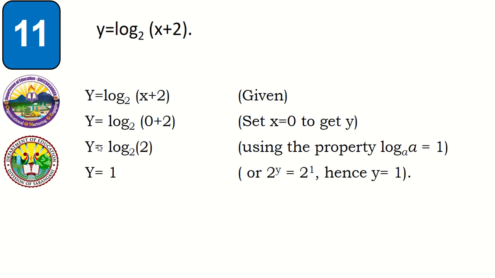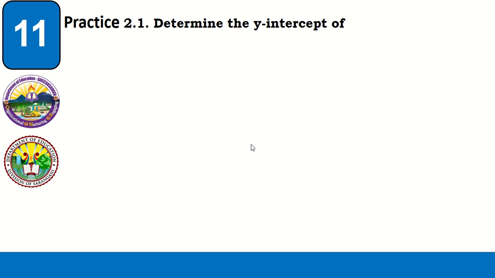That this is the base, this is the exponent, this is the result. So therefore, 2 to the y equals 2. That is 2 to the y equals 2 to the power of 1, hence y equals 1, because they have the same base.